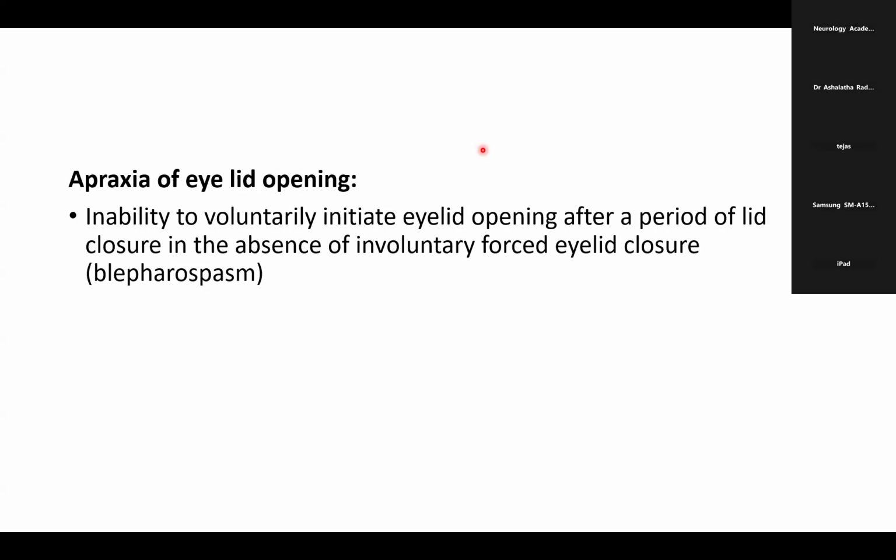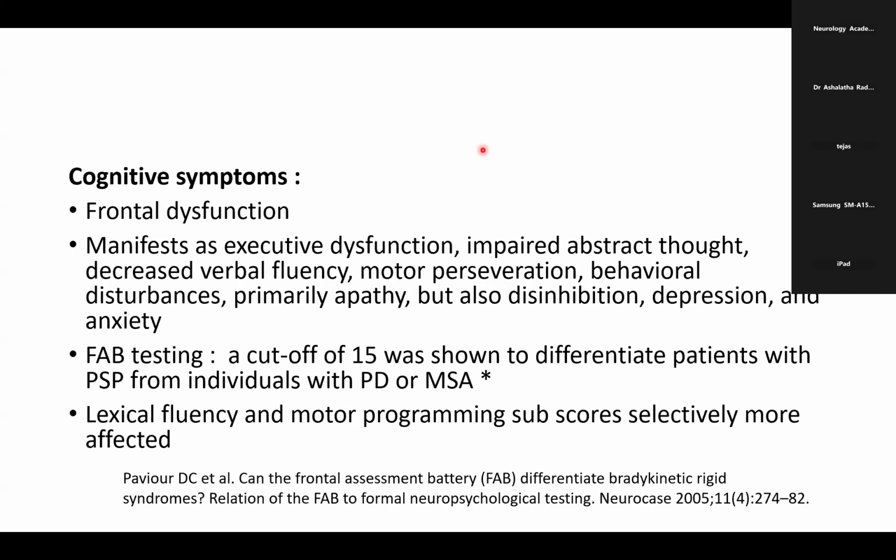Coming to the next abnormality of the oculomotor part, that is apraxia of eyelid opening. There is inability to voluntarily initiate eyelid opening after a period of lid closure in the absence of involuntary forced eye closure, which is a peripheral spasm. There are cognitive symptoms in which there is frontal dysfunction, which manifests as executive dysfunction, impaired abstract thought, decrease of verbal fluency, and motor perseveration.